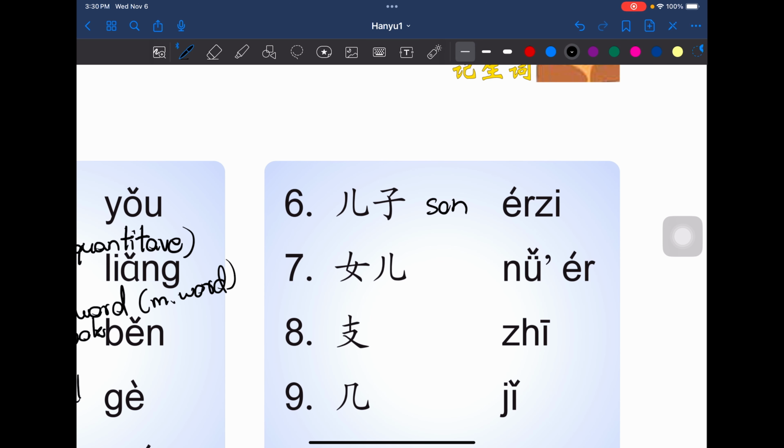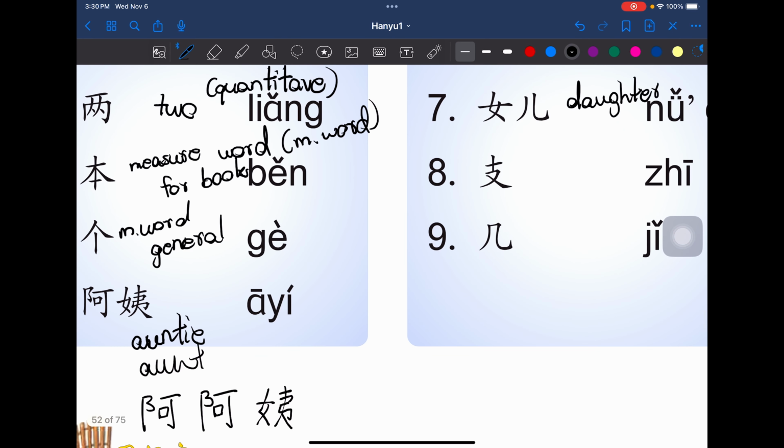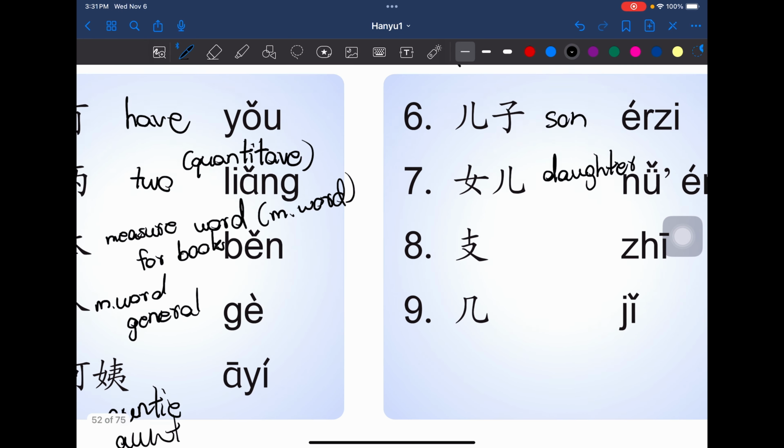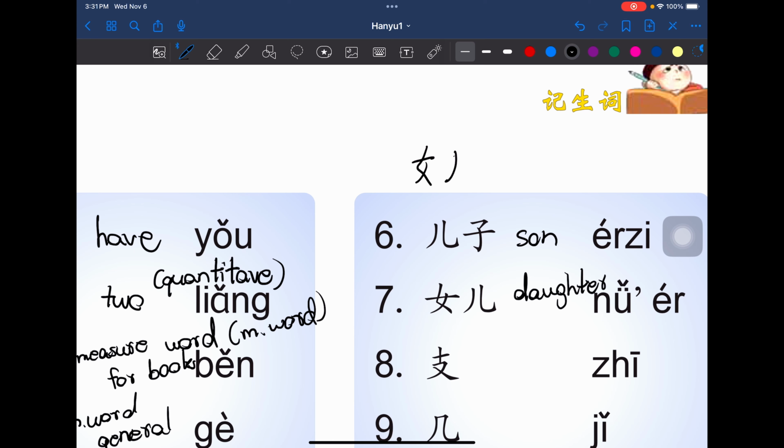Next we have 女儿. 女儿 is daughter. We're going to write like this. 女, just like how you write almost any feminine word. You see how 阿姨 also has a 女, right? And 女 beside it, and then 儿 is the same as from 儿子. 1 and 2. That is 女儿, daughter.